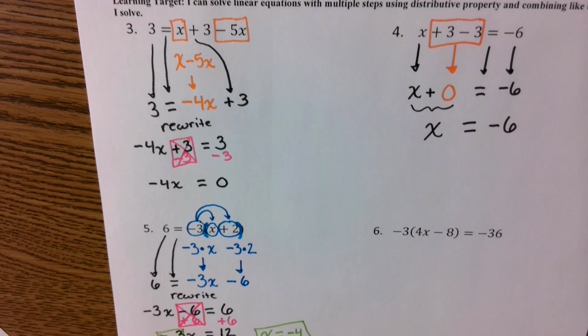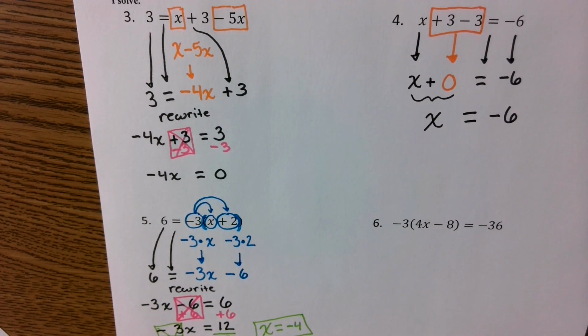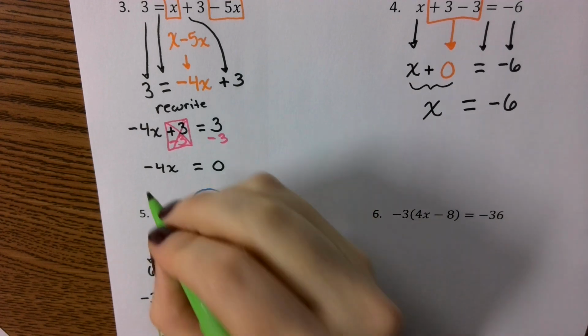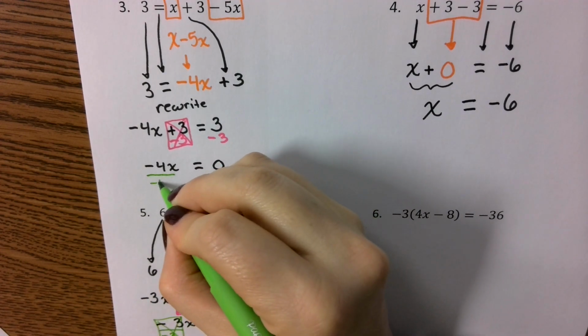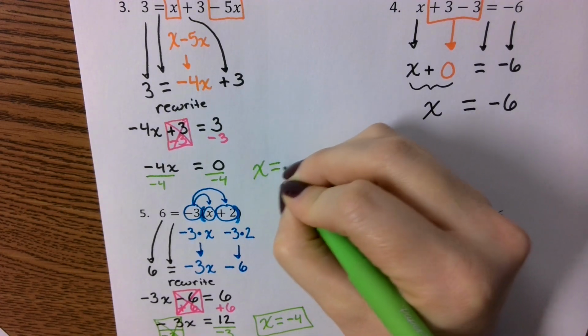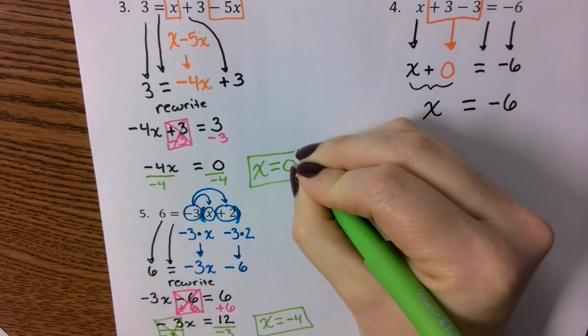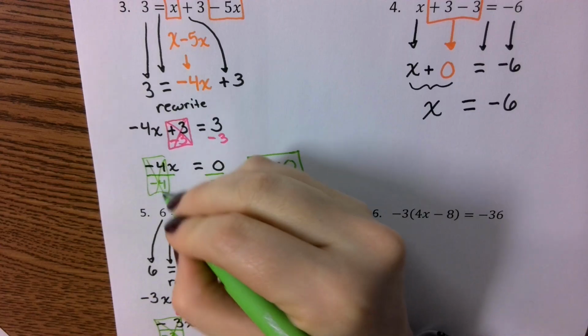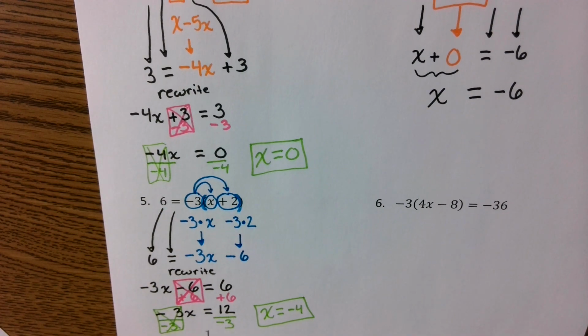And a lot of you are coming up and going, is this okay? Did I do this all right? Yeah, 0 is a number. When we divide both sides by negative 4, you're going to get that x is equal to 0, and that is okay. 0 is a value. It is a number.